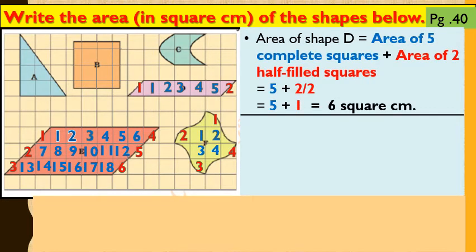Now we will find the area of shape D. 5 complete squares are there in shape D and 2 half-filled squares are there. Children, you already know that 2 half-filled squares make 1 full square. Here more than half-filled squares are not there. So 5 plus 1 is 6 square centimeters. So the area of shape D is 6 square centimeter.